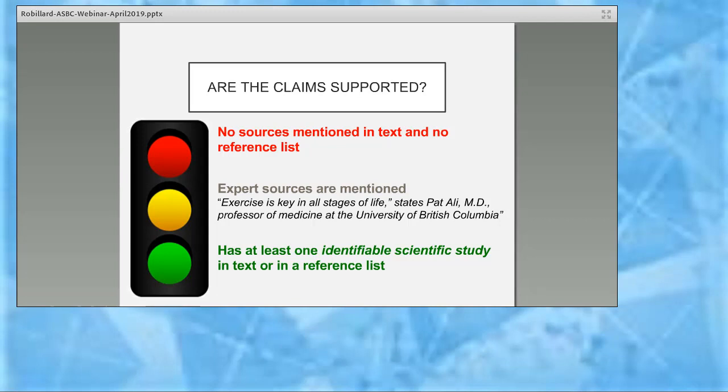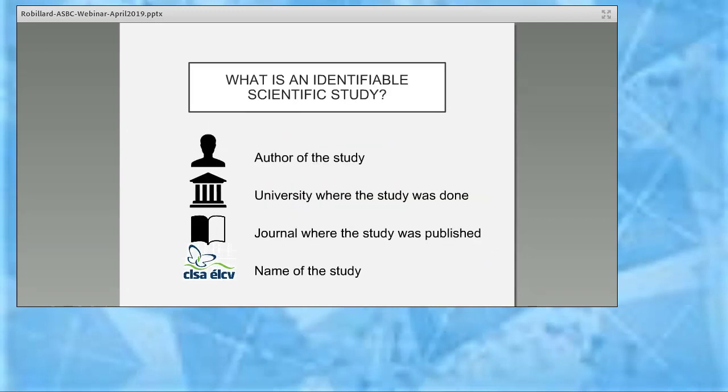So if there's no sources, if there's no mention of an expert, of a study, of anything like that, that's a red flag. If the article mentions expert sources, so things like a physician who may recommend this or another type of expert, that's better. What is best is if in the article there's a reference to at least one scientific study, so you know it's coming from research. And I'll share with you next what I mean by an identifiable scientific study.